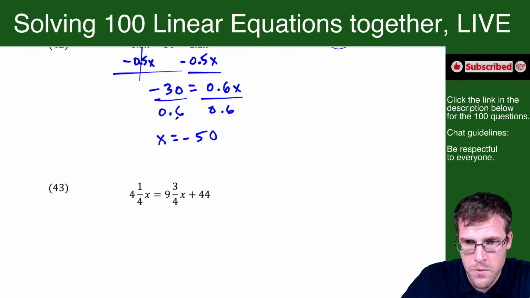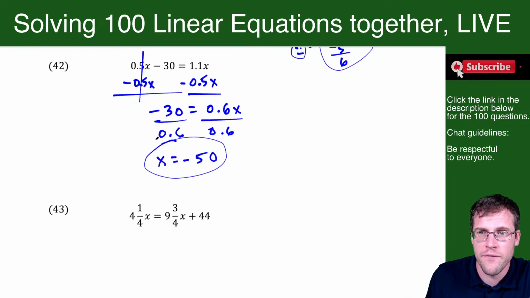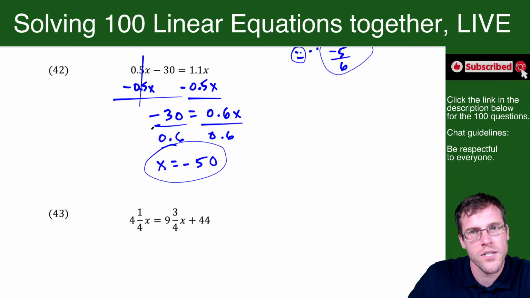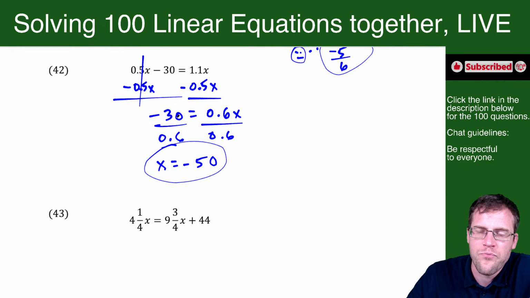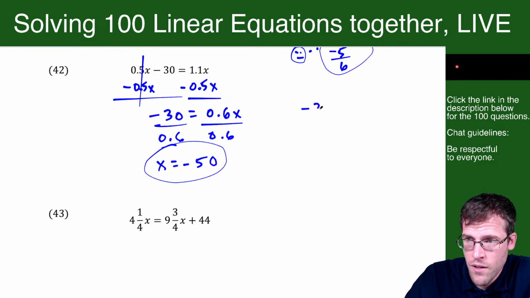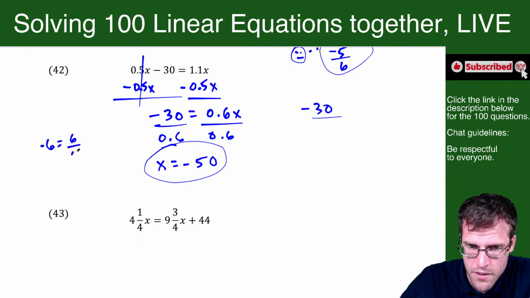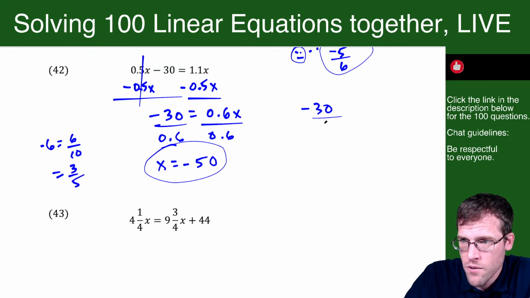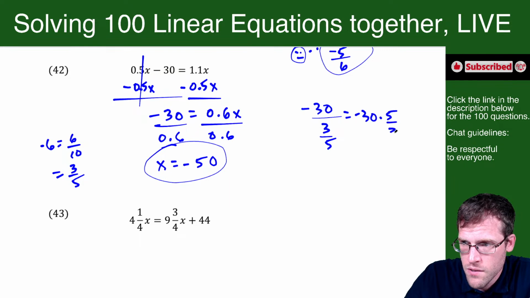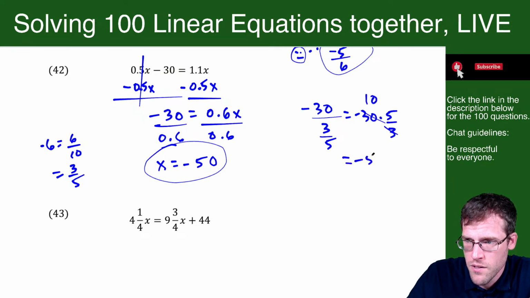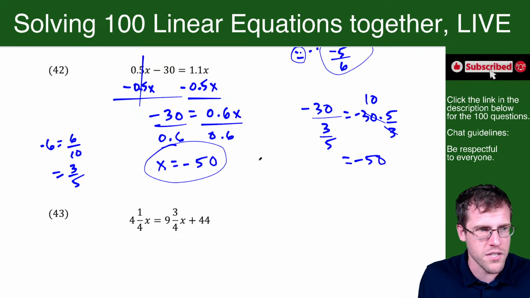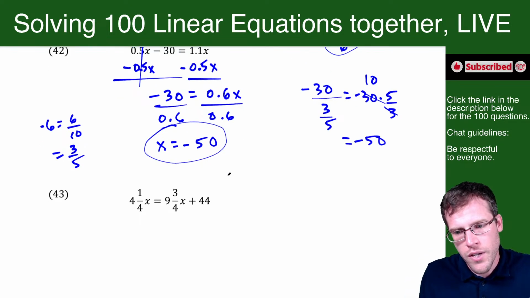All right, so yeah, you don't have to suffer through all of these. You can use a calculator to do the division, but if I had to do that myself, negative 30, 0.6 is the same thing as 6 over 10, which divide top and bottom by 2 is 3/5. So this is the same thing as this, which is the same thing as this, and 30 over 3 is 10. Negative 10 times 5 is negative 50. All right, so you can do it by hand, but once again, you have a calculator, you can use it.